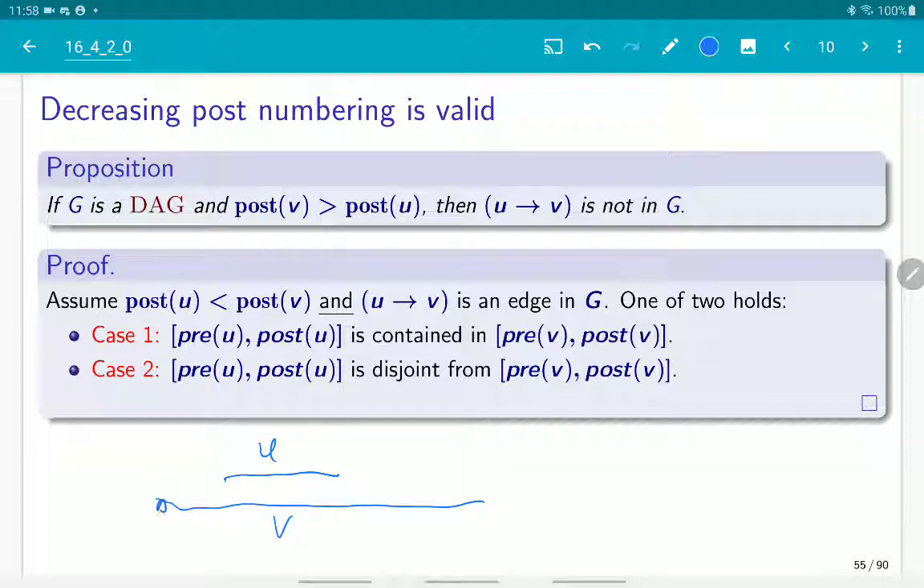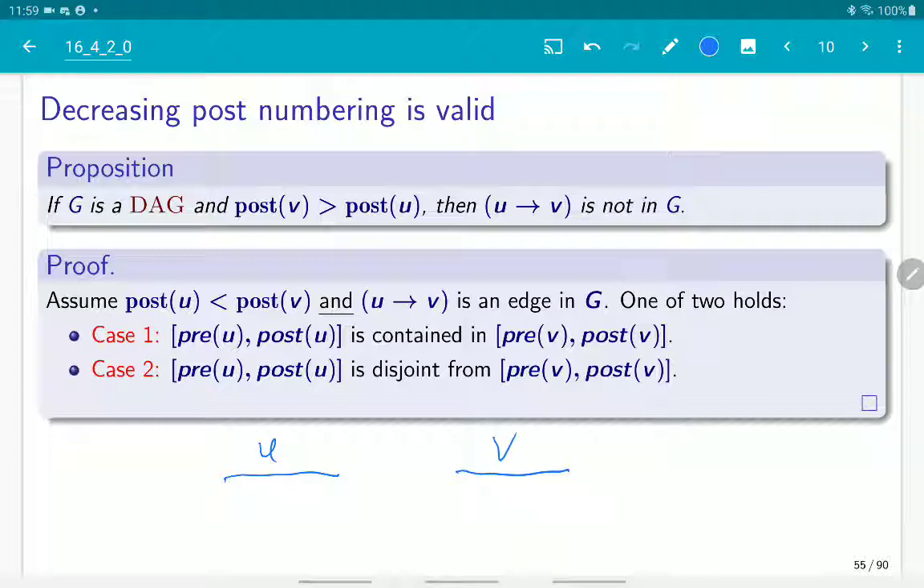But that means that we started exploring from V, and we got to the vertex U, right? So there is a path from V to U, because U is reachable from V. And then if the edge UV was in the graph, which is our assumption, then there would be a cycle. So this is impossible. The other possibility, of course, is that the time intervals are disjoint.